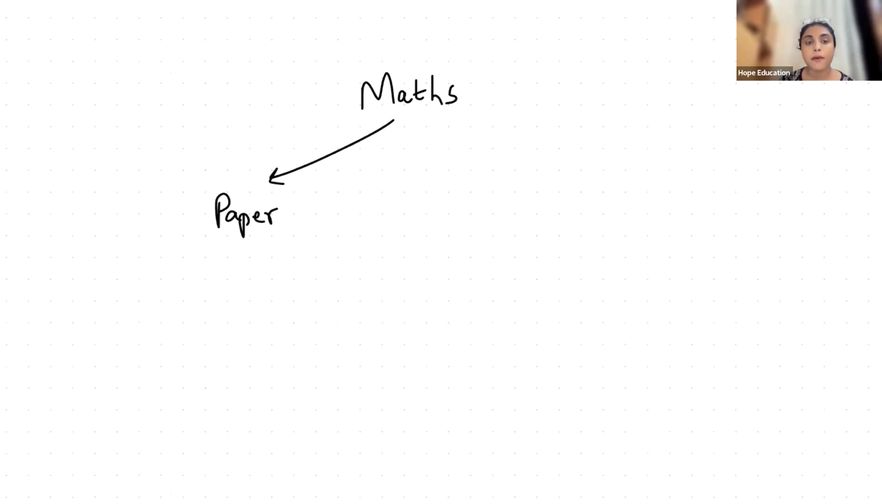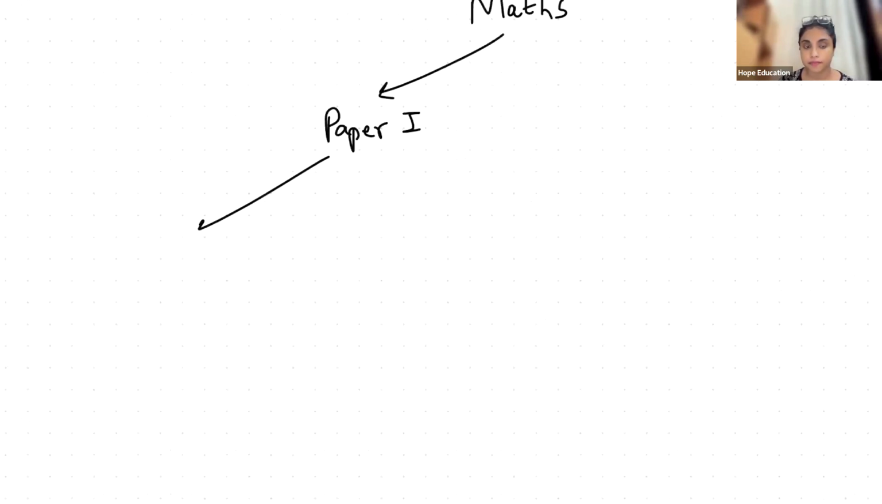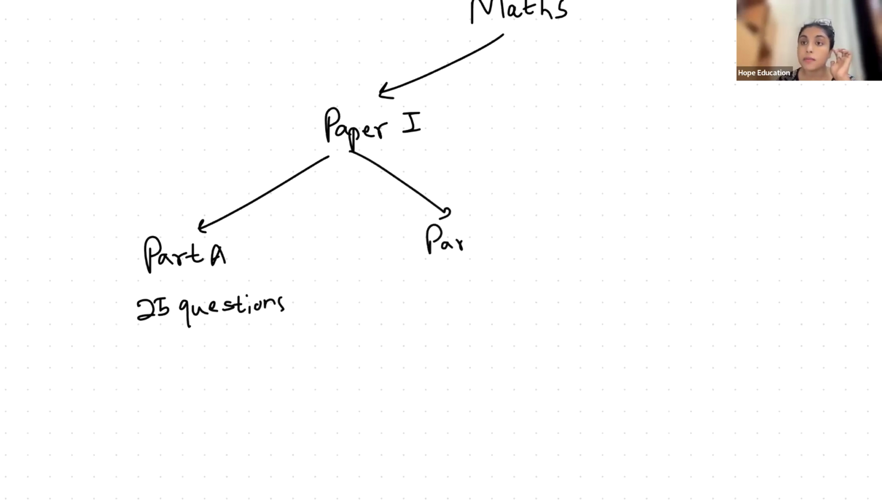Okay. So O-level maths paper. You have paper 1. Paper 1 has part A. In part A, you have 25 very small questions. Then you have part B. Part B has structured essay questions. There are 5 such questions, right? Part B has 5 questions. So all of these are compulsory. All of these you have to do.